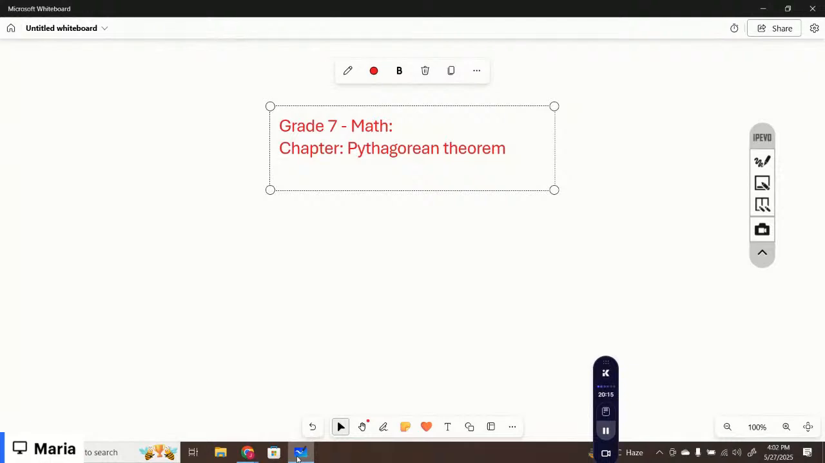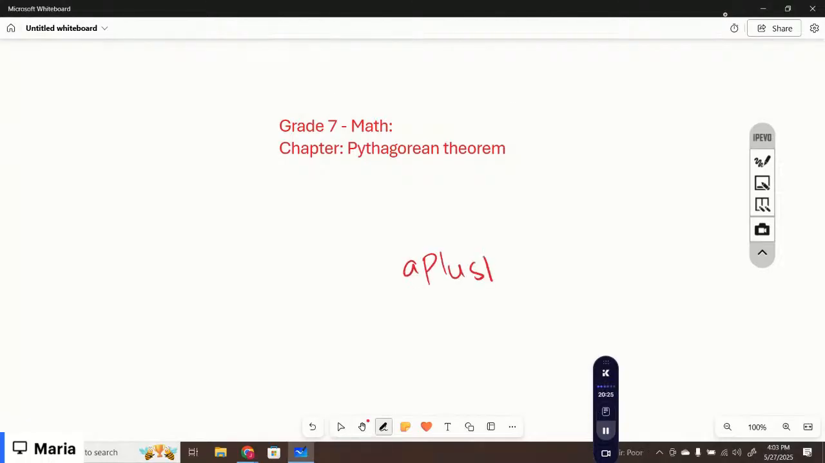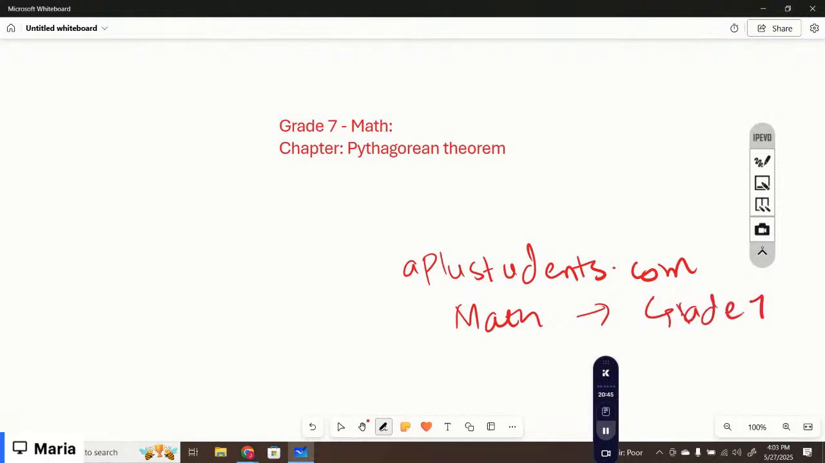You can find all the lessons on the website. You have to log in there using your email address and password provided by the administrator. Then you have to select math from the subject tab, scroll down to grade 7 math and then click on all lessons.